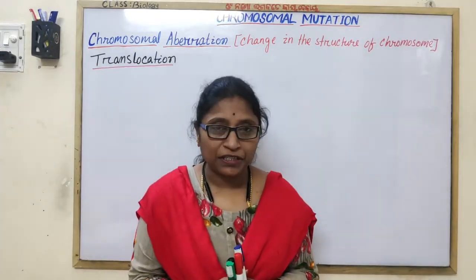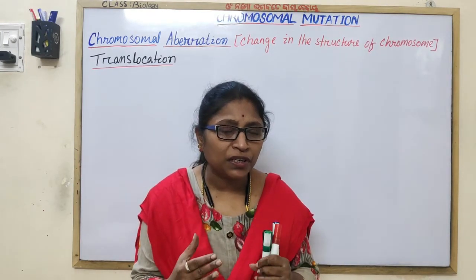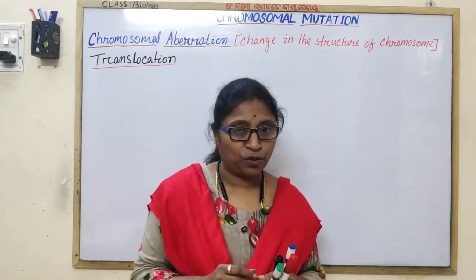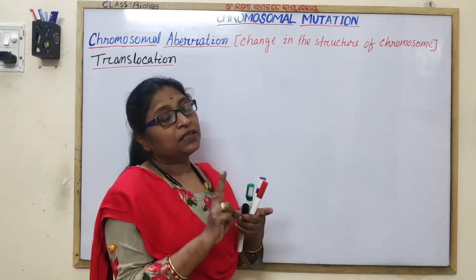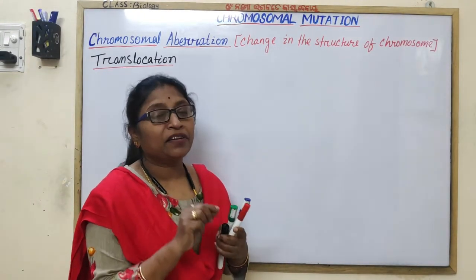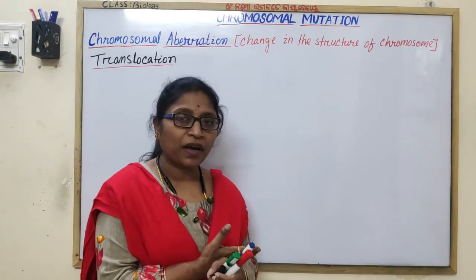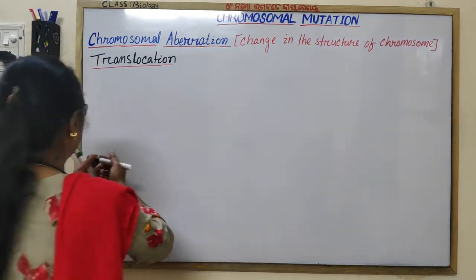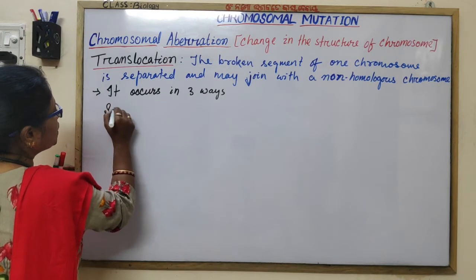Next, translocation, where a broken segment of one chromosome may join with a non-homologous chromosome. Okay, and it is of 3 types: simple translocation, interstitial or shift translocation, or reciprocal translocation, that is exchange between the 2 non-homologous chromosomes. Simple translocation.